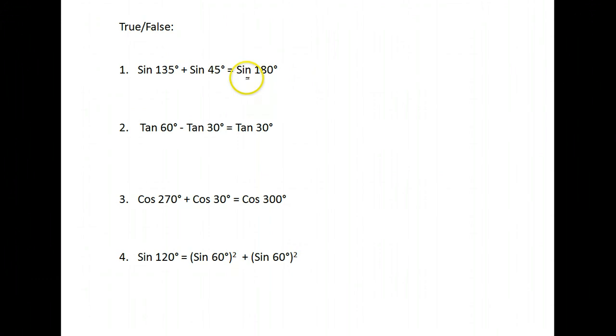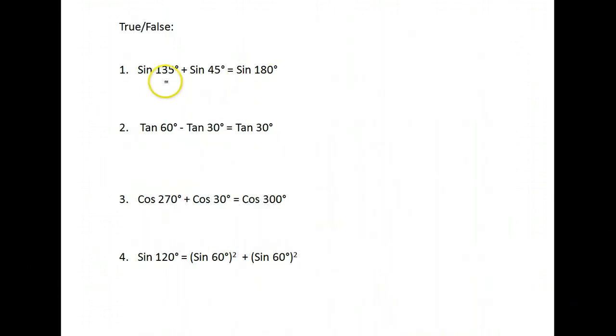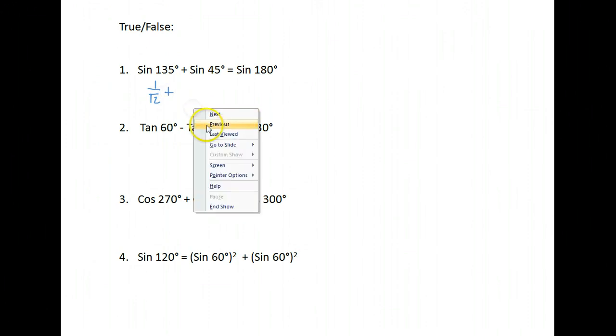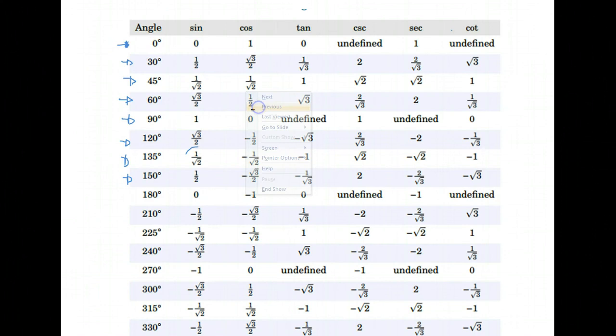What we're going to use that for is to find true and false. So true or false, the sine of 135 plus the sine of 45 is 180. What I would do is just go find my values. The sine of 135 is 1 over the square root of 2. A lot of times we'll call that root 2 over 2 because we know we're supposed to simplify those. The sine of 45, if you have that memorized, is also 1 over root 2 or root 2 over 2 in simplified form. Does that equal the sine of 180?